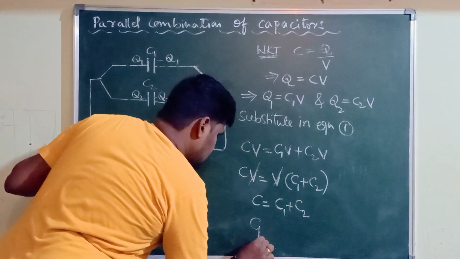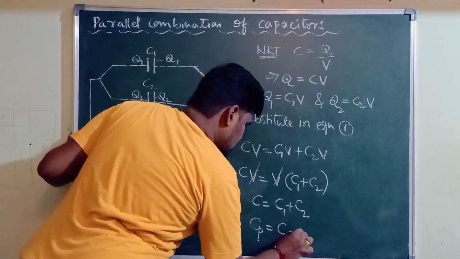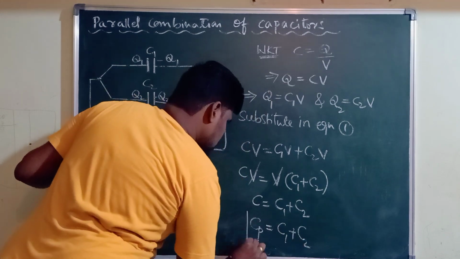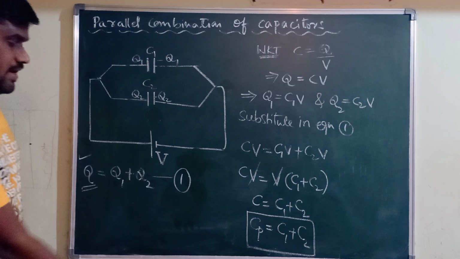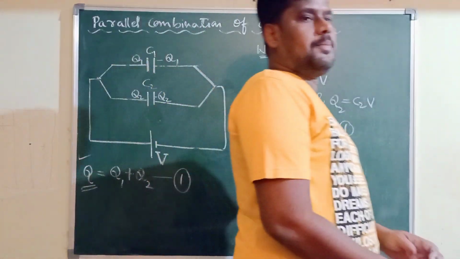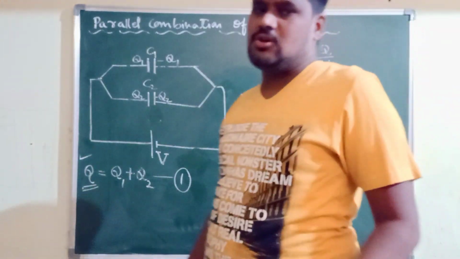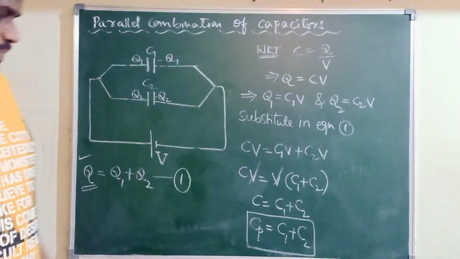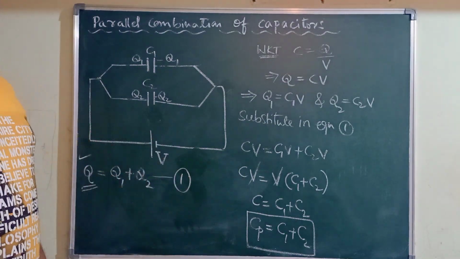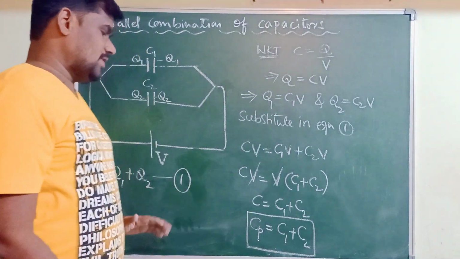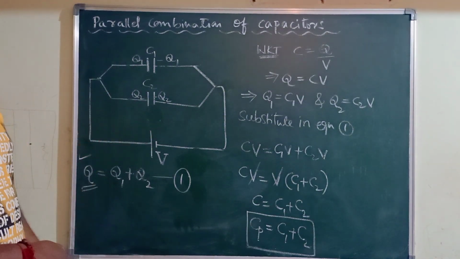What is CP? Total capacitance in parallel combination CP should be equal to C1 plus C2. When a number of capacitors are connected in parallel, the total capacitance is equal to the sum of the capacitances of individual capacitors, which is the formula for effective capacitance or total capacitance of two capacitors which are connected in parallel.